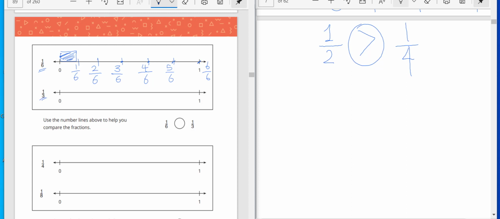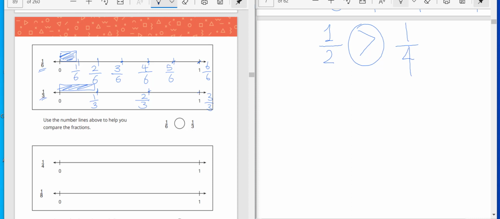Okay. To represent third, we must divide the number line into 3 equal parts. Each part represents third. So from 0 to this point third, from 0 to this point 2/3, from 0 to 1 we have 3/3.